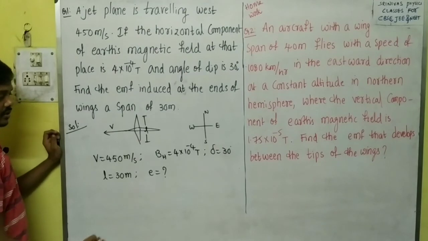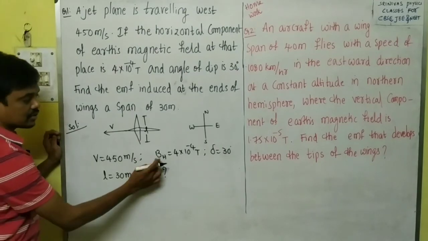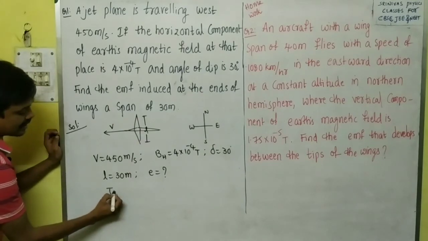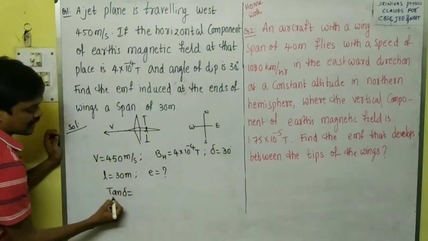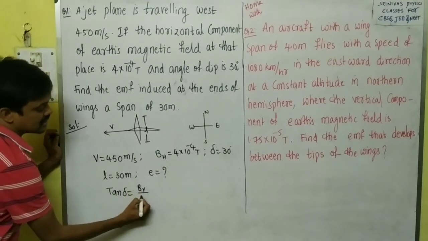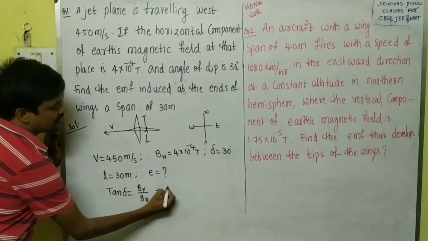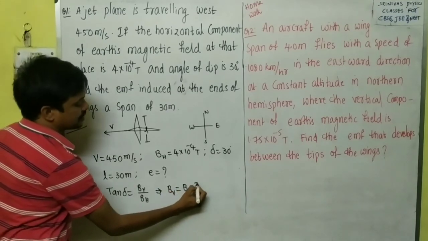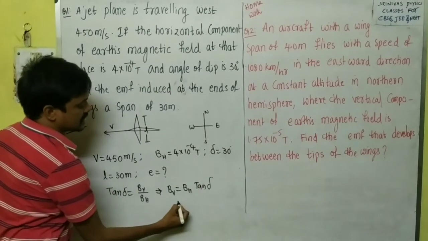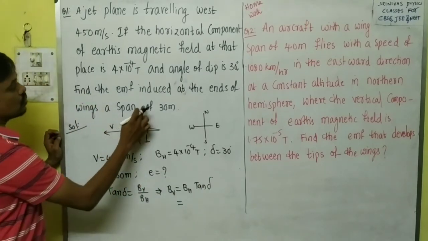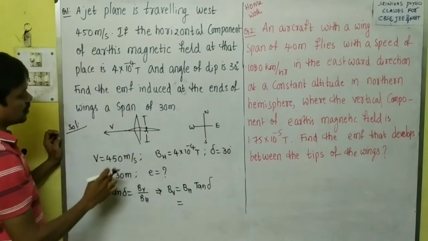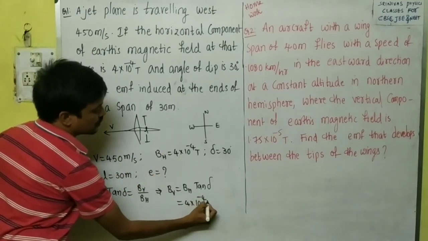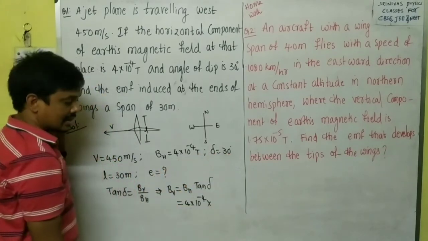We know that tan delta is equal to BV by BH, you know, right? Tan delta is equal to the angle of dip formula, BV by BH. From this we write BV as BH into tan delta. What is BH? They gave us BH value 4 into 10 to the power of minus 4, into tan delta. Tan delta is tan 30.